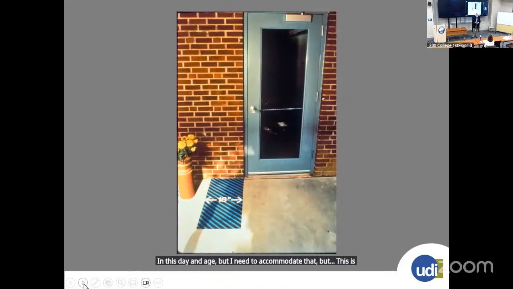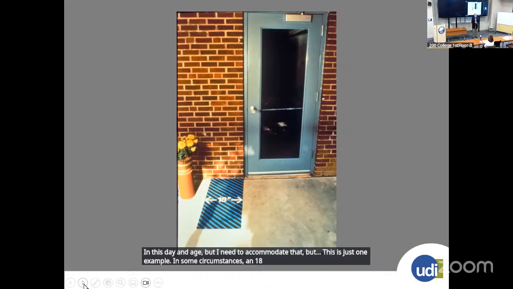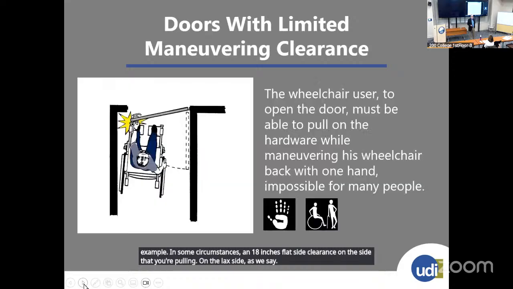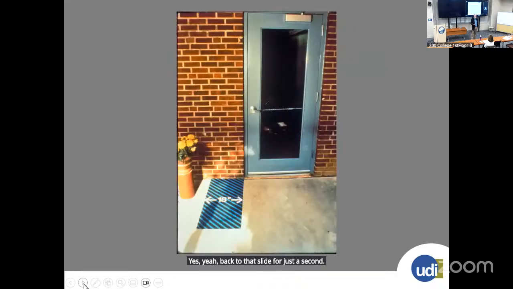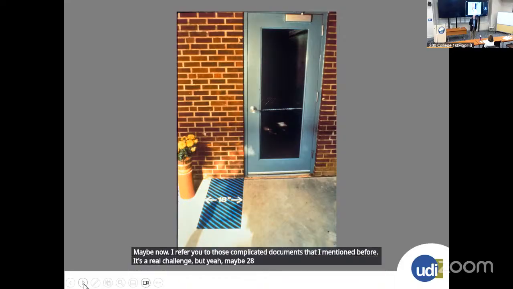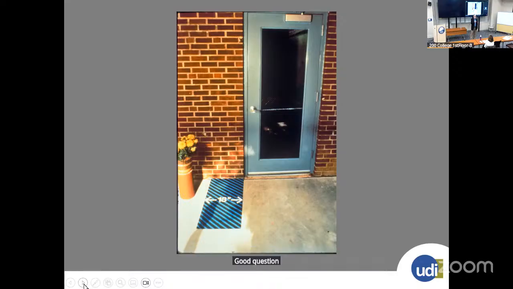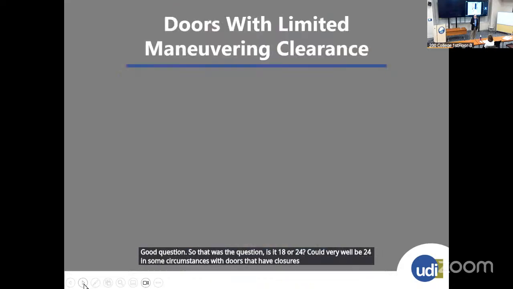But this is just one example. In some circumstances, 18 inches of flat side clearance on the side that you're pulling, on the latch side, as we say. Back to that slide for just a second. Isn't there a requirement, since that door has a closer, is it not 24 inches? It may be now. I refer you to those complicated documents that I mentioned before. It's a real challenge, but yeah, maybe 24 inches in some circumstances. Good question. So that was the question, is it 18 or 24? It could very well be 24 in some circumstances with doors that have closers. Nice catch.